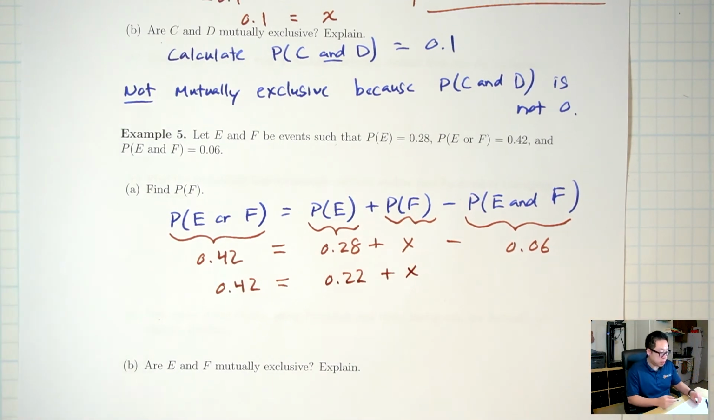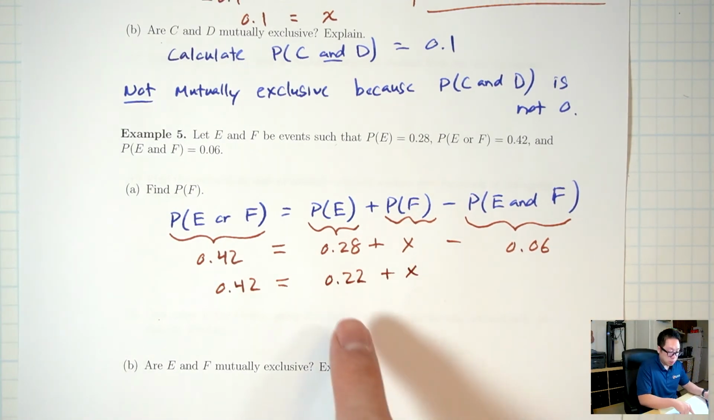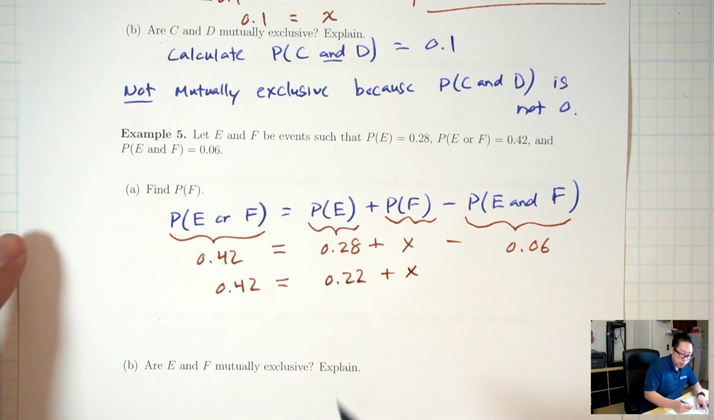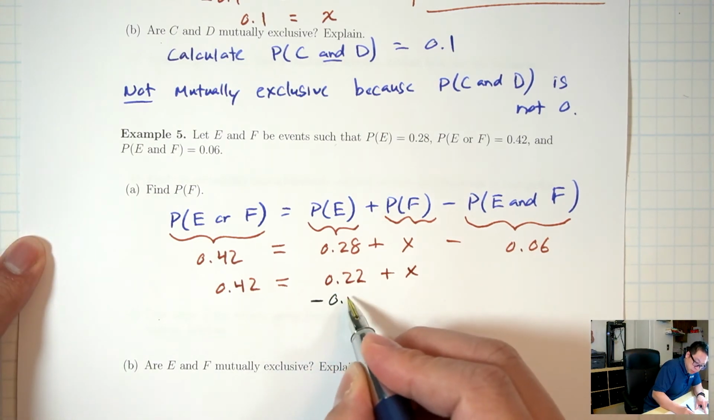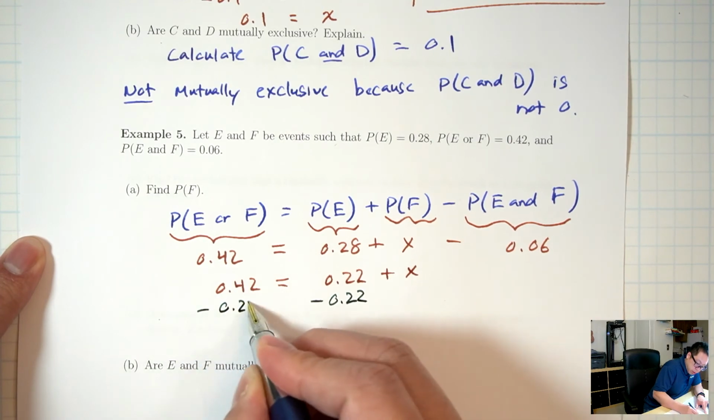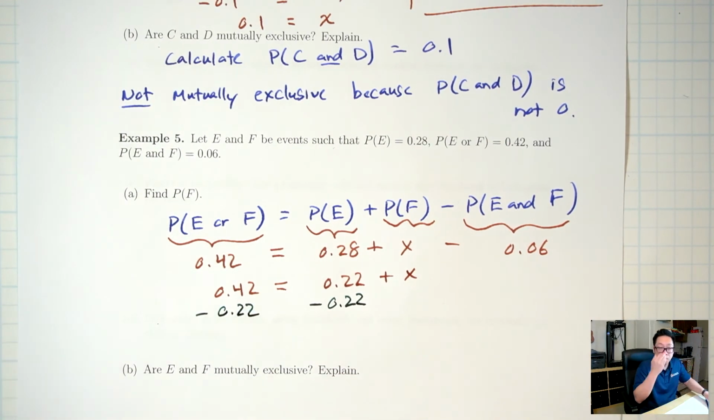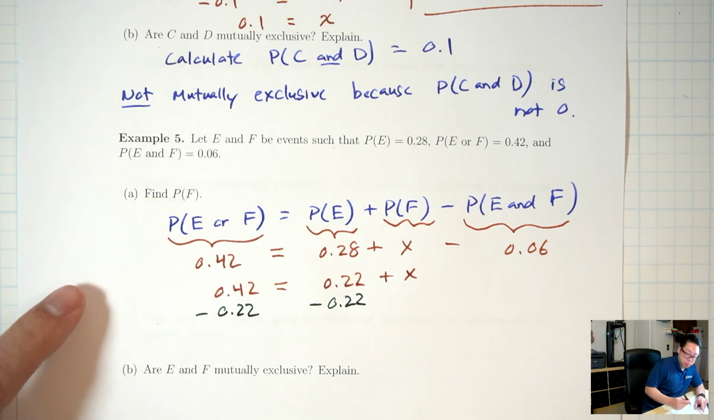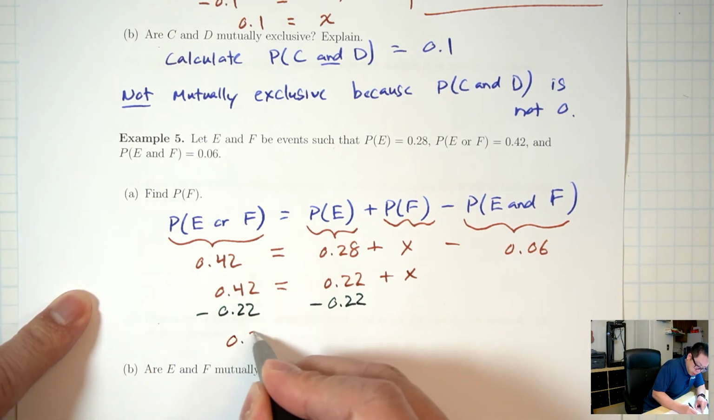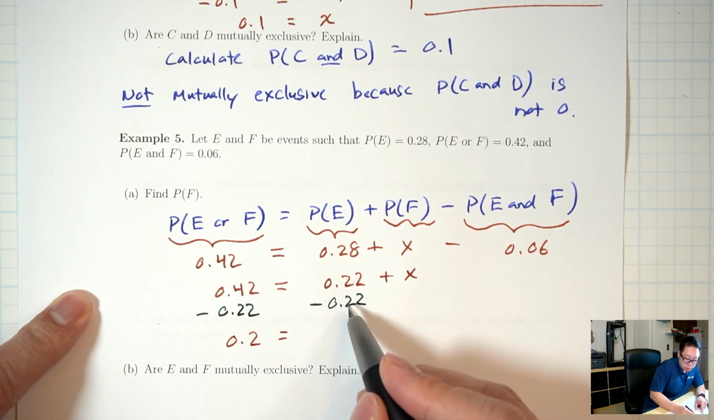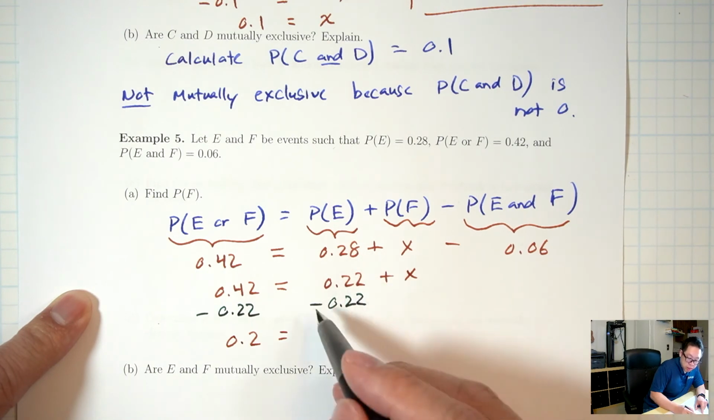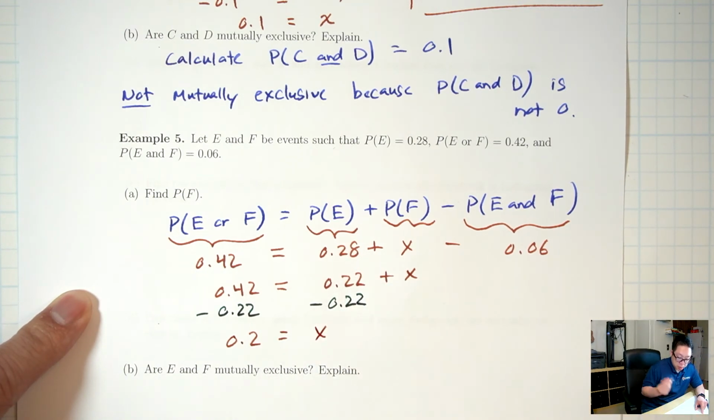And then my job is to get the X by itself. To get rid of the 0.22, subtract both sides by 0.22. Okay, left side 0.42 minus 0.22 is 0.2. On the right side, 0.22 minus 0.22 will cancel each other out, leaving just this X. And that was exactly what I was looking for, right? So P of F is 0.2.